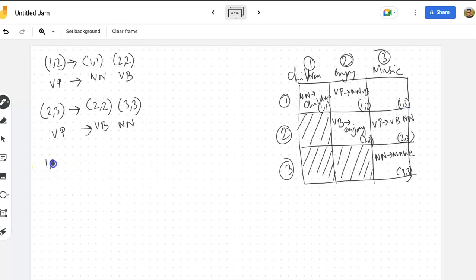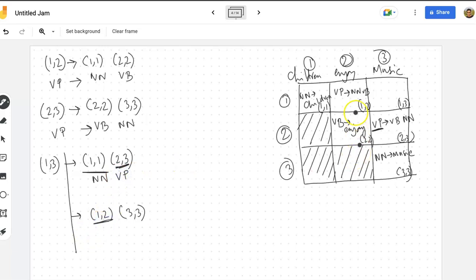Now let's check 1 3. There are multiple possibilities to derive 1 3. One is 1 1 then 2 3, or 1 2 then 3 3. What is 1 1? 1 1 is NN. And what is 2 3? 2 3 is VP. Similarly, what is 1 2? 1 2 is VP.